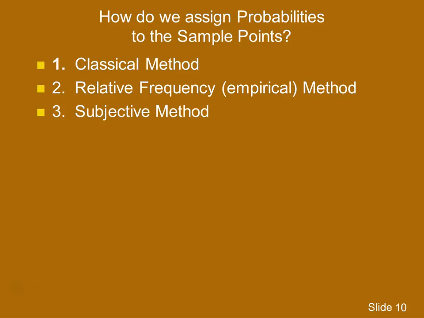Now, that example, of course, was quite simple. We had a nice small sample space. And in that particular case, it seemed pretty obvious to let the 6 outcomes be equally likely. That's not always going to be the case, however. So how do we assign probabilities to those sample points? Well, we have 3 methods: the classical method, which is what we just used a minute ago, where we assumed the outcomes were equally likely, the relative frequency or empirical method, and the subjective method.